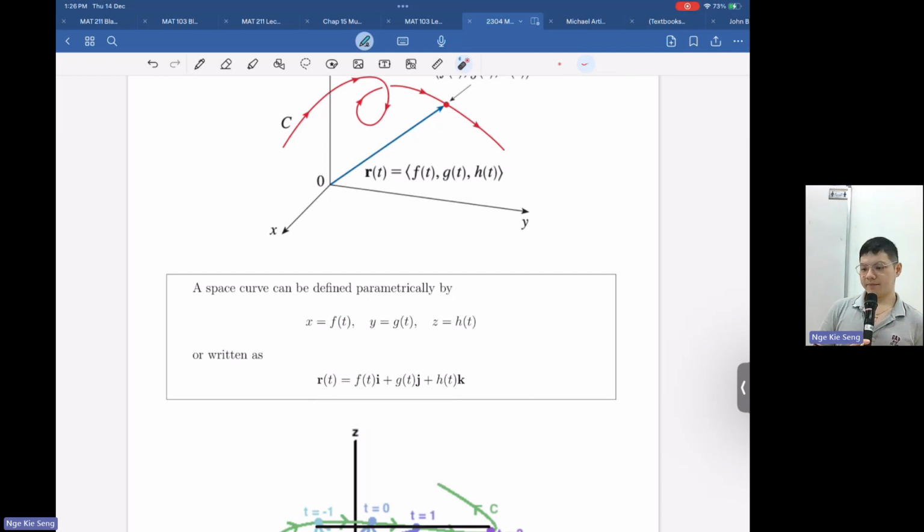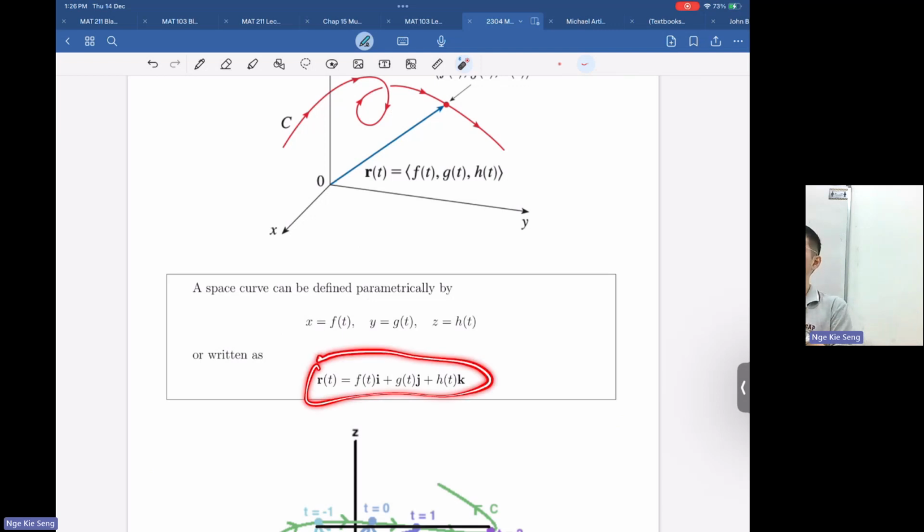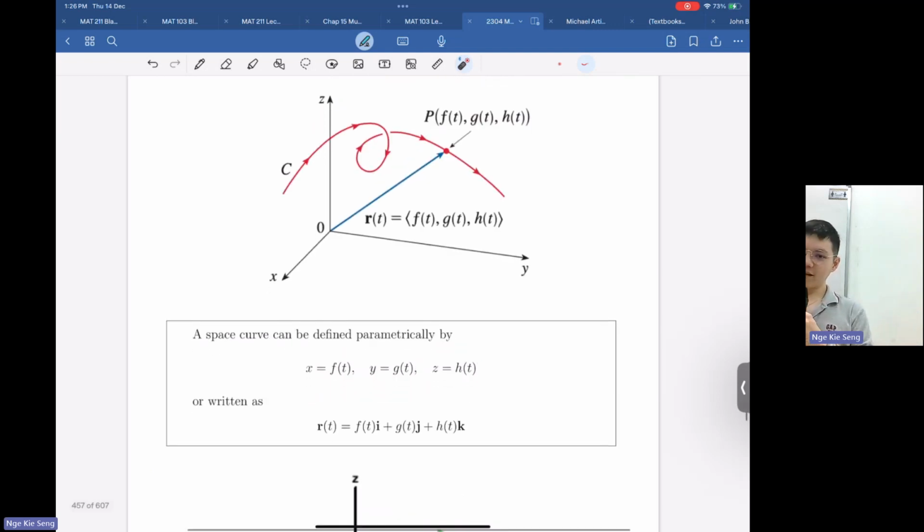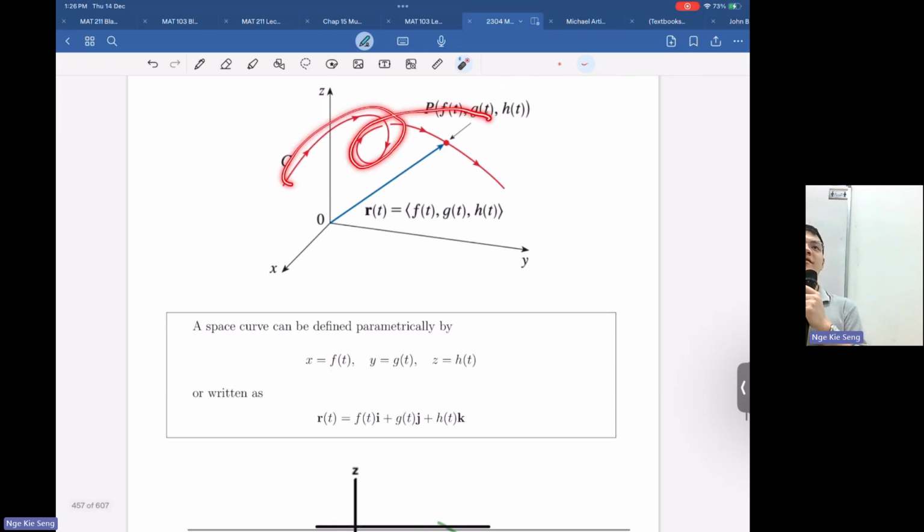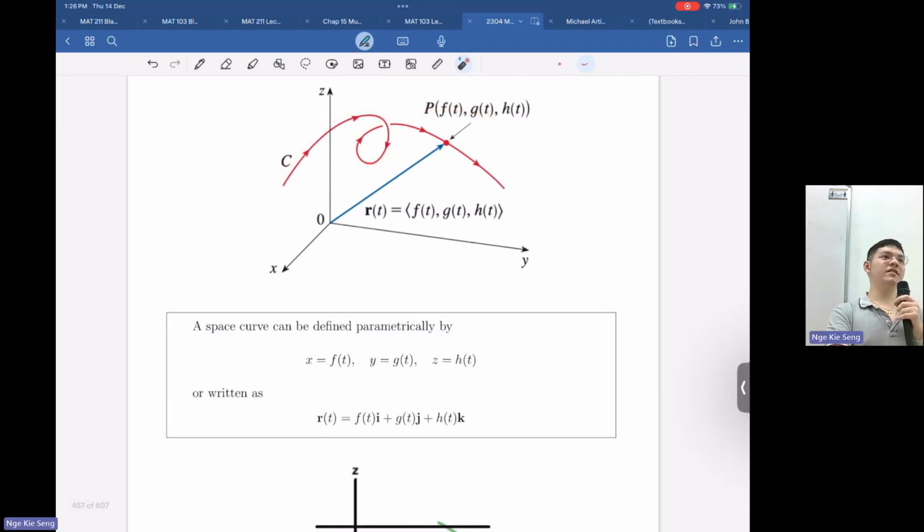How should I say here? Just now I said this function gives you a vector, right? Every point gives you a vector. How do I actually get this curve? How exactly do I get this curve here? What exactly happens? How can you trace this curve using vectors?